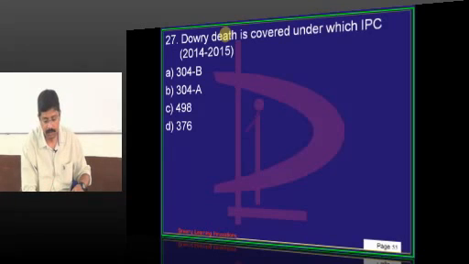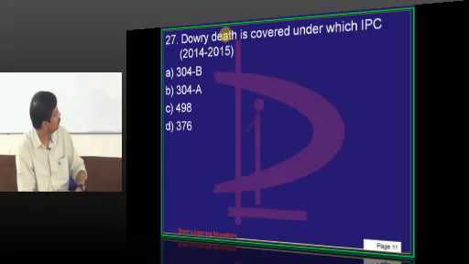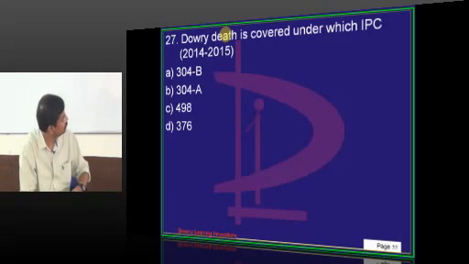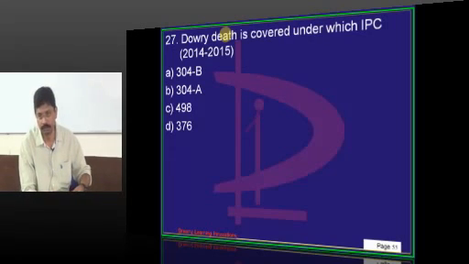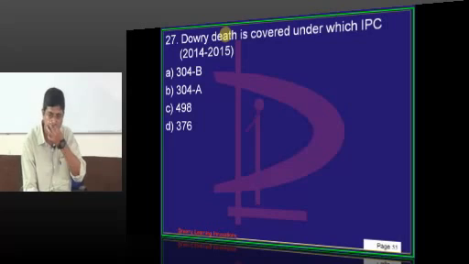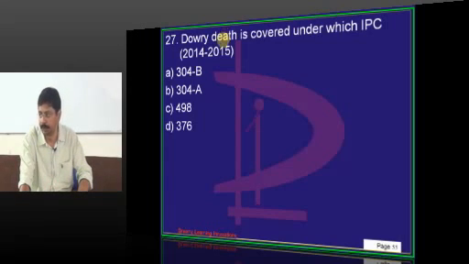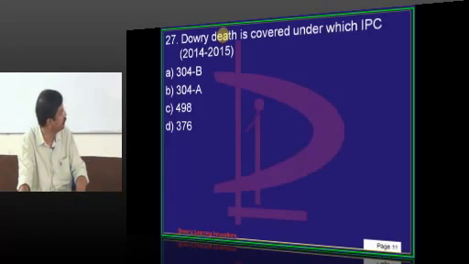Dowry death is covered under which section? 304B. 304A is rash and negligent act. 498A is cruelty. There is no death in 498A. 498A is only cruelty; the torture is there. The woman will go and say that the husband or the in-laws or the relatives of the husband are harassing her. She will be alive. 376 is punishment for rape. 375 is rape, 376 is punishment, 377 is unnatural offence. All are sexual offence sections.